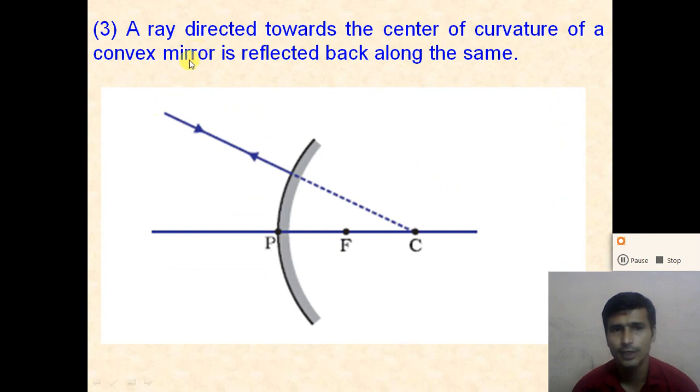Third rule, right? When a ray directed towards the center of curvature of a convex mirror is reflected back along the same direction. Suppose we incident a ray of light. This ray is directed towards the center of curvature, right? Like this, it will appear to pass through the center of curvature. The reflected ray is in the same direction.